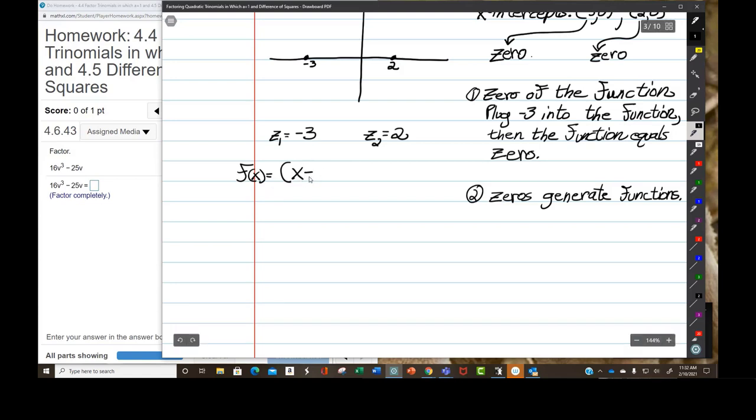There are two zeros. So we're going to put them in this formula: x minus z1 times x minus z2. And of course, I know what z1 and z2 are. f(x) equals x minus negative 3 times x minus 2. Notice that these look like just what you get when you factor a quadratic trinomial.